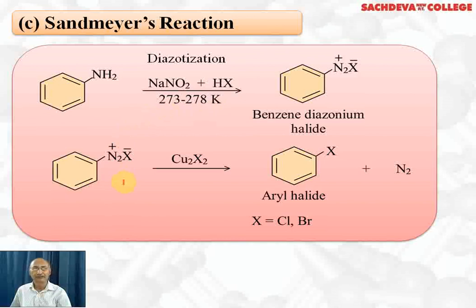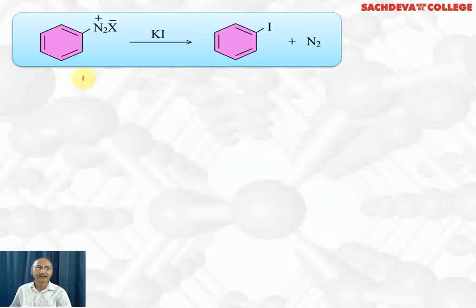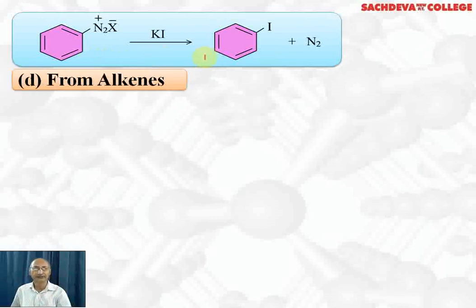From diazonium salt, we can prepare aryl halide, chlorobenzene and bromobenzene, by taking cuprous halide as a catalyst. So if you take benzene diazonium chloride and cuprous chloride, we will get chlorobenzene. If we take benzene diazonium chloride and cuprous bromide as catalyst, we will get bromobenzene, and nitrogen will be liberated. Iodobenzene cannot be obtained by the Sandmeyer reaction. So what we do is benzene diazonium chloride is treated with potassium iodide, and we get iodobenzene plus nitrogen.